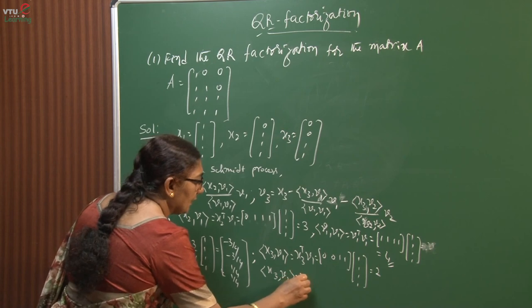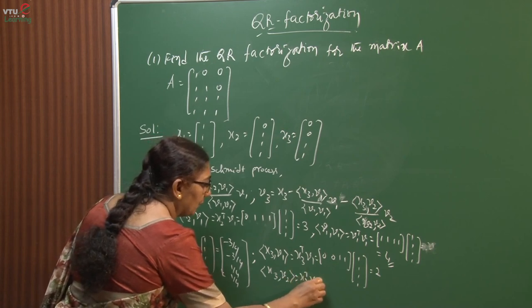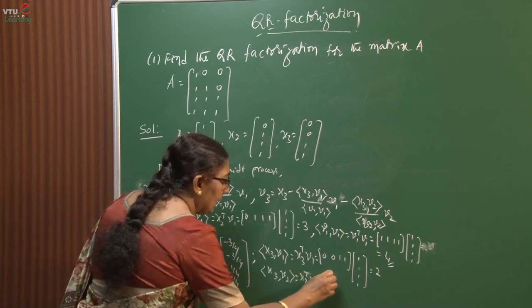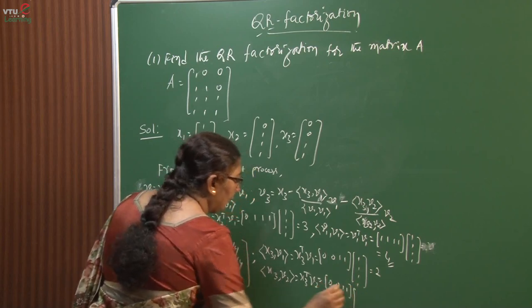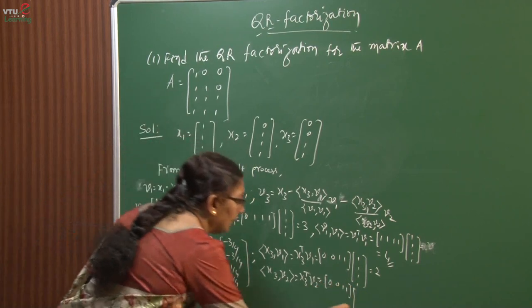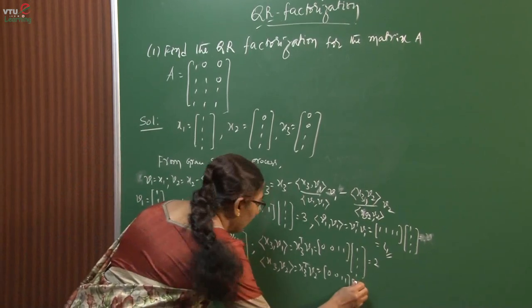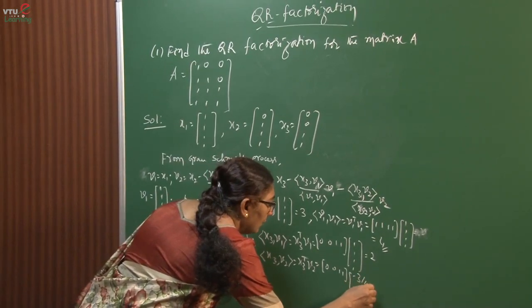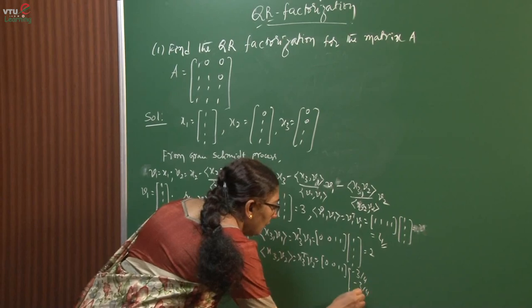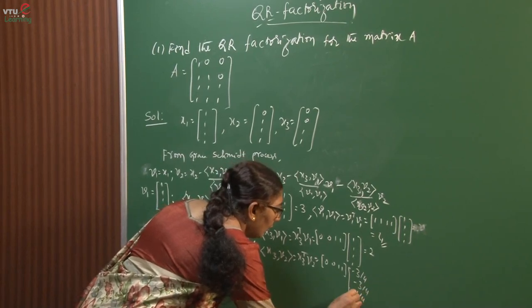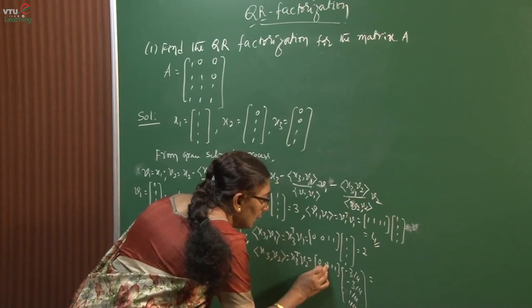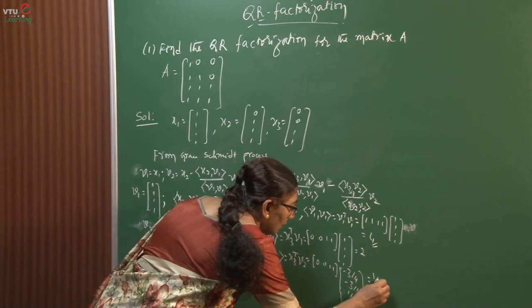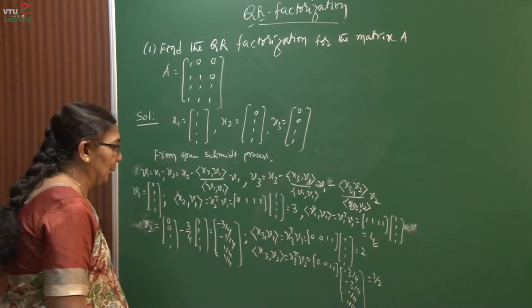X3 comma V2 is X3 transpose into V2. What is X3? 0, 0, 1, 1, into V2. Just now we calculated V2. What is V2? Minus 3 by 4, minus 3 by 4, 1 by 4 and 1 by 4. Multiply this, we get 0, 0, 1 by 4 plus 1 by 4, quarter plus quarter is half, we get 1 by 2.